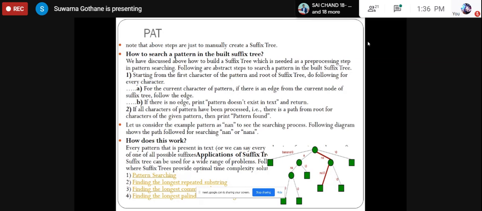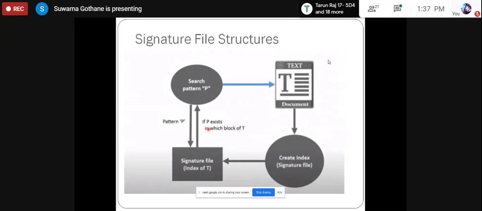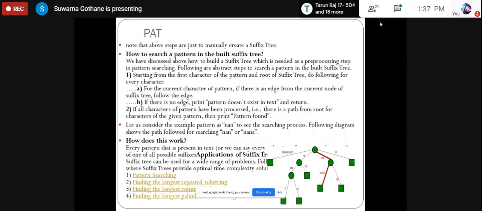So this PAT algorithm, as we discussed, is applicable for finding a pattern, whether a particular text is available or not, or a particular image is available or not. While doing so, for the current character of the pattern, if there is an edge from the current node, then follow it. When you start from the root node, the main node, it will have certain edges, meaning the tree is grown or constructed.